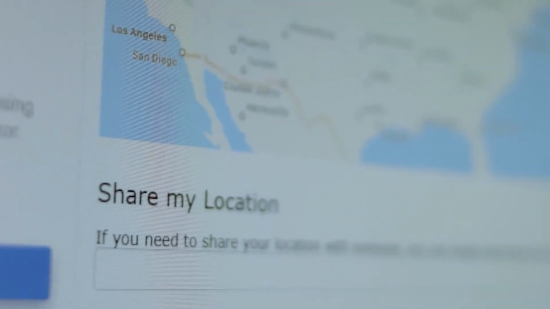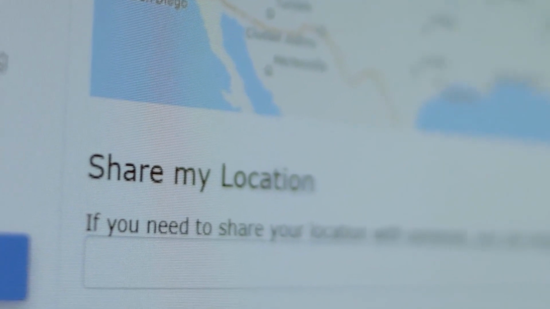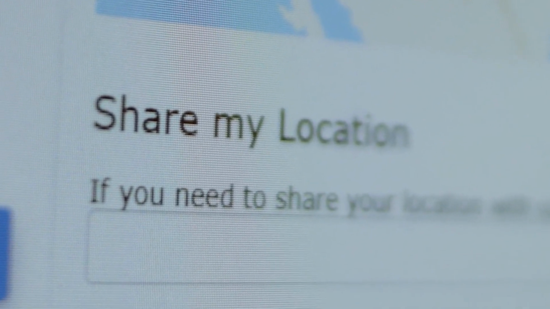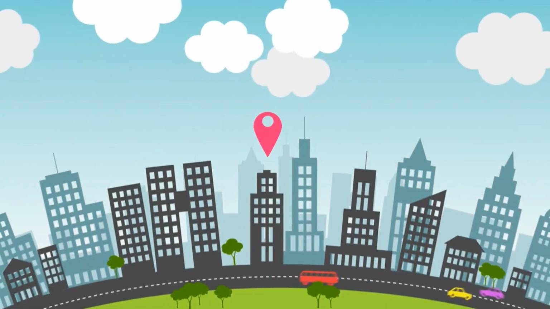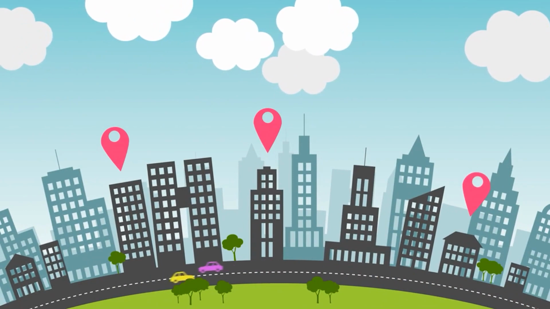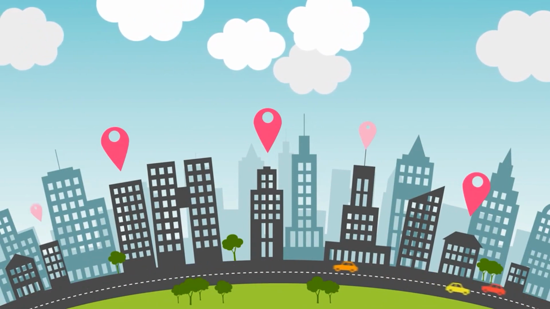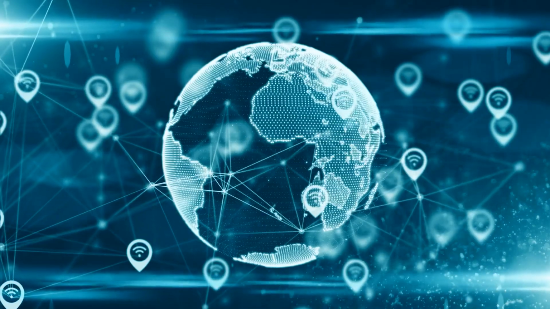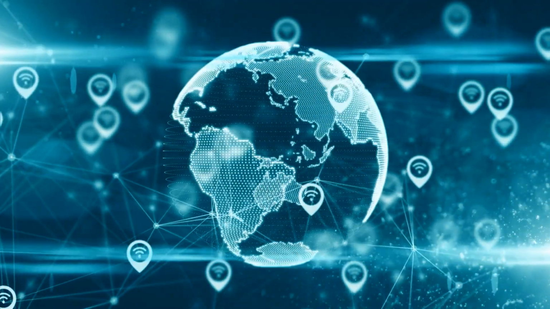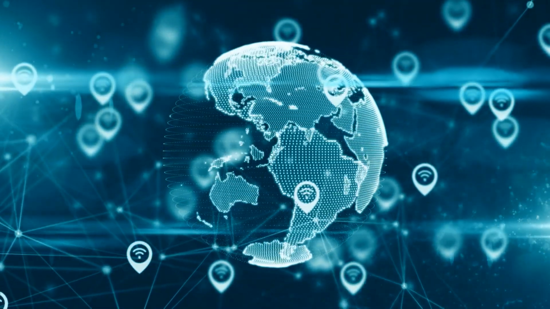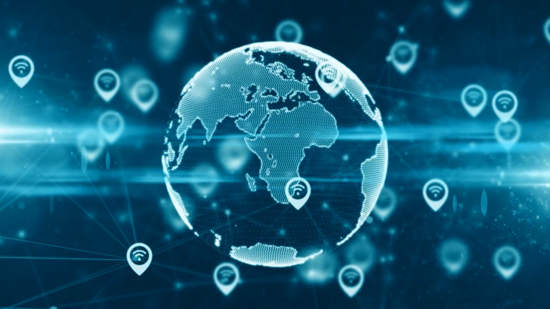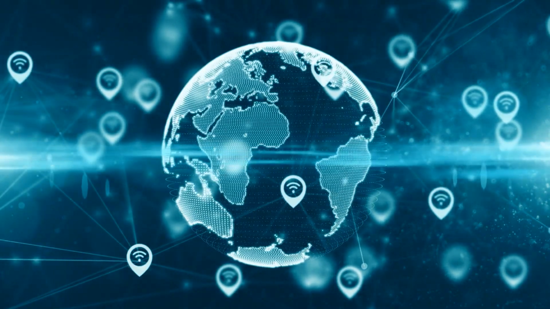Location sharing risks. Sharing your real-time location on social media can pose significant risks. It's important to be cautious about who can access this information, as it can be exploited by malicious individuals for stalking, theft, or other nefarious purposes. Be mindful of when and where you share your location, and consider disabling location sharing features if necessary.